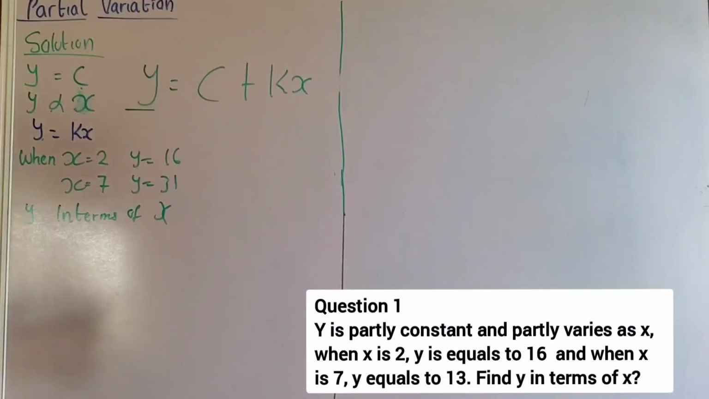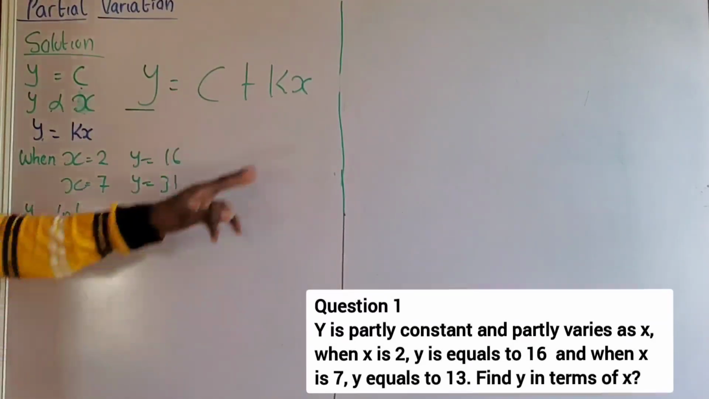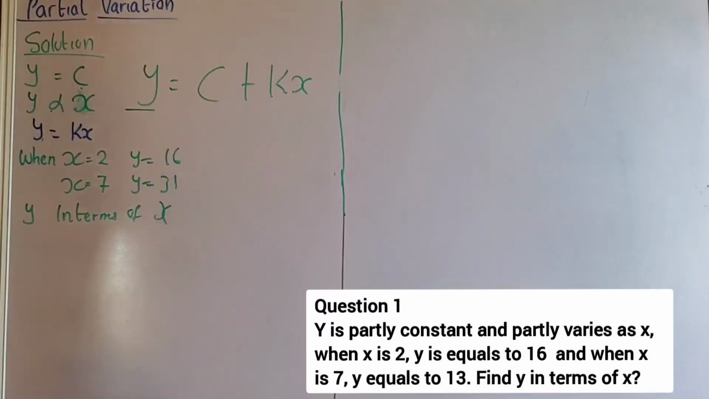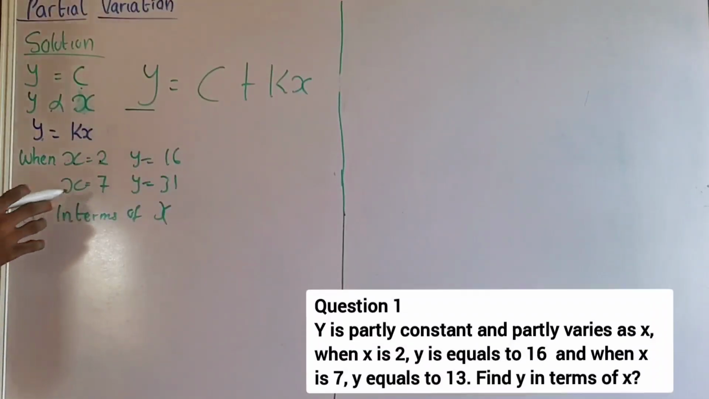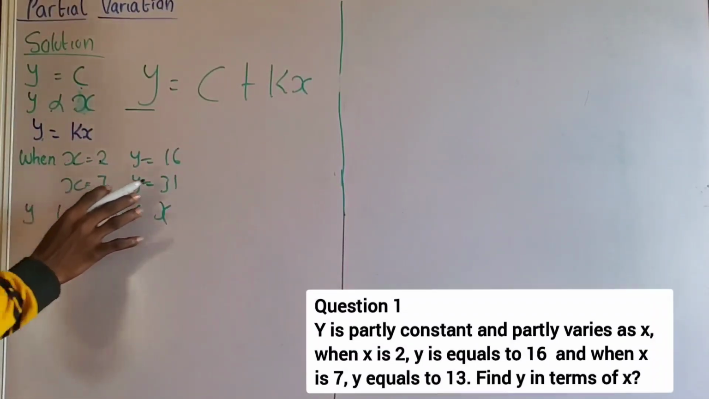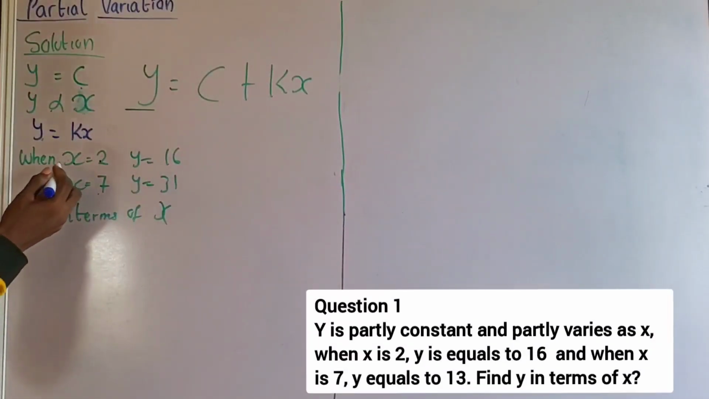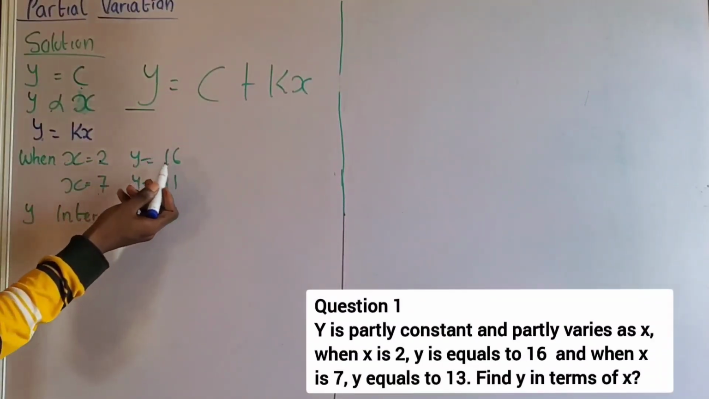Before we can find y in terms of x, we need to determine the value of c and the value of k. Are you getting what I'm trying to say? So let us solve. Now, we have been given 4 values. The first x and y are 2 and 16 respectively, and the second x and y are 7 and 31 respectively. Let us first substitute the first value of x and y, which are 2 and 16.